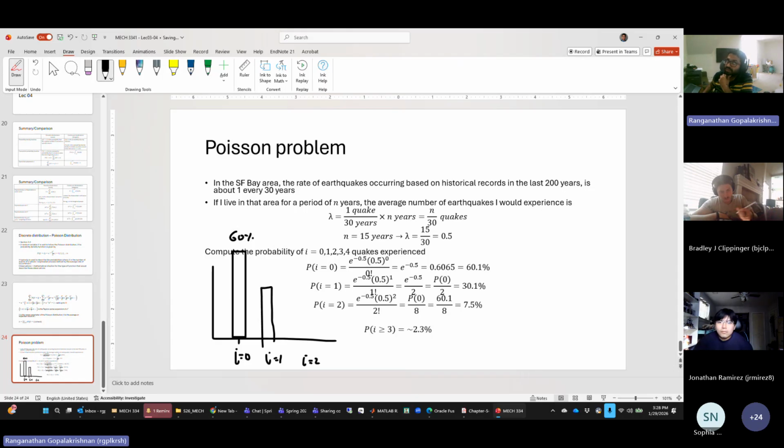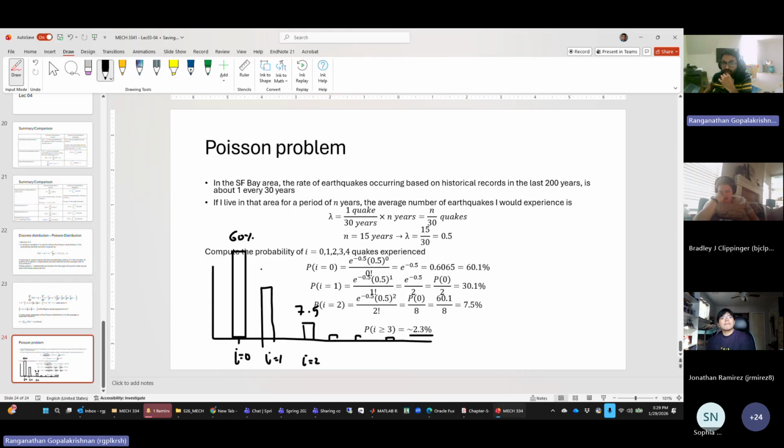Is that correct? That's correct. That's 1/4 of 30%. So whatever this height is, I should draw something that's only about, maybe I won't pass middle school. Let's see. This is 7.5%. And everything else that you draw after here, they all add up to 2.3%. That's the implication of this number.